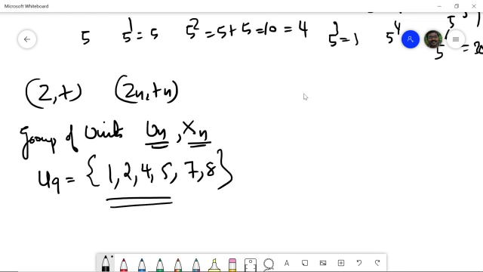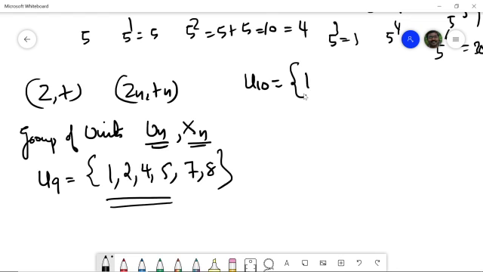Similarly, what will be U10? Using the same concept, U10 will have those numbers which are positive, less than 10, and which do not have common factors with 10 except 1.